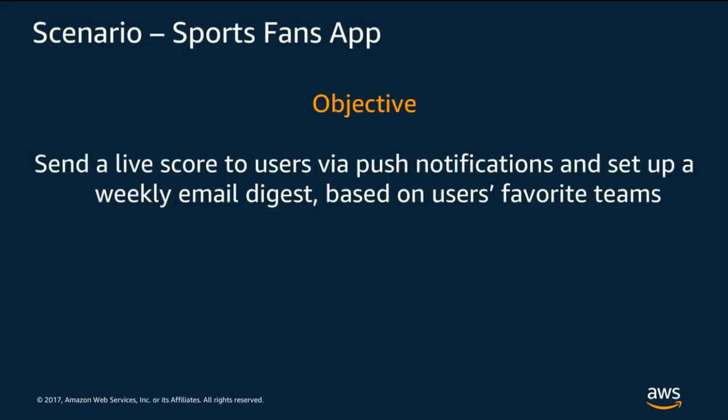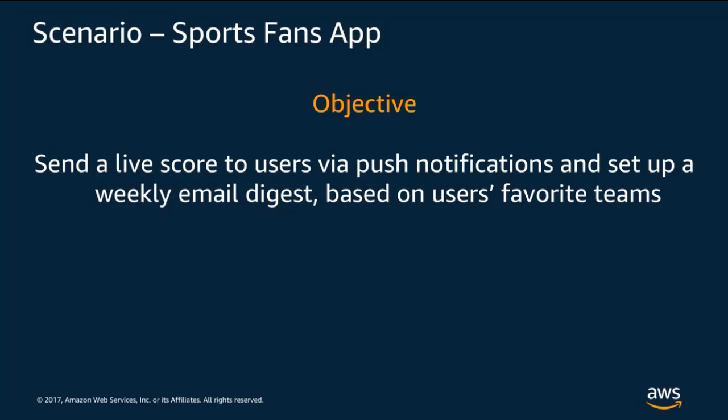Here's a quick recap of the objective we discussed right at the start. You want to be able to send a live score to your users. There's a game going on right now, and you want this message to get to them as soon as possible, so you would use a push notification that goes to their smartphones.